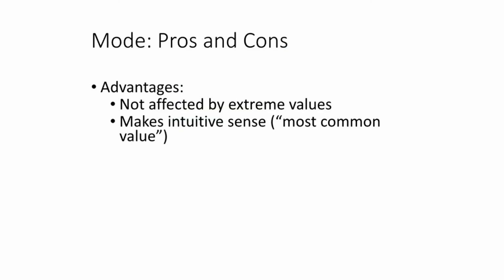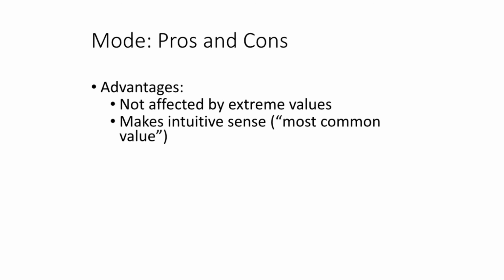The mode has a few pros and cons. One advantage of the mode is that it is unaffected by extreme values in a similar way to the median. It's not going to be altered too much if you have an extreme value in your data set. The other kind of nice property of the mode is that it makes intuitive sense.